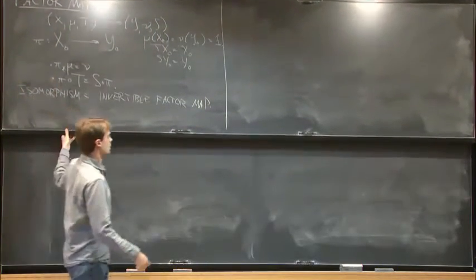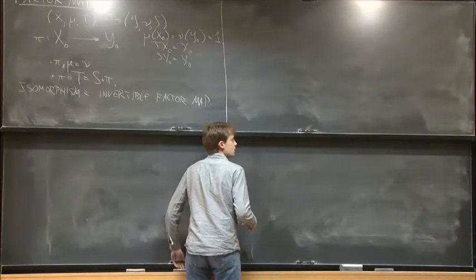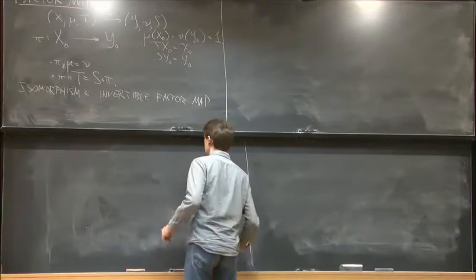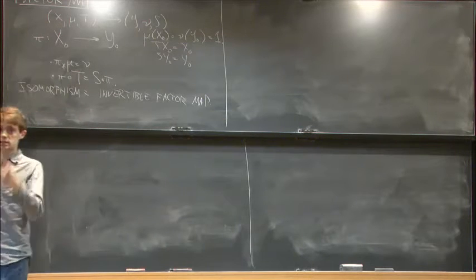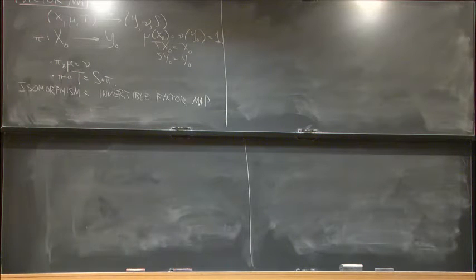Okay. We go vertically rather than horizontally. Yes, exactly. Right. And pi has to be measurable. I guess I didn't write that, but obviously pi has to be measurable. Not necessarily continuous or anything. This is just the measurable category.